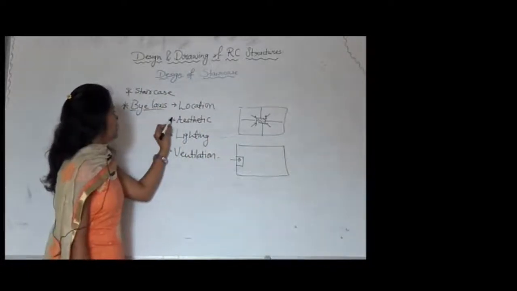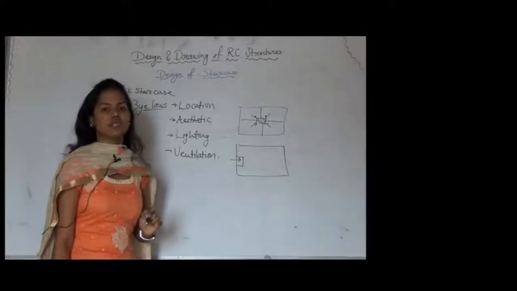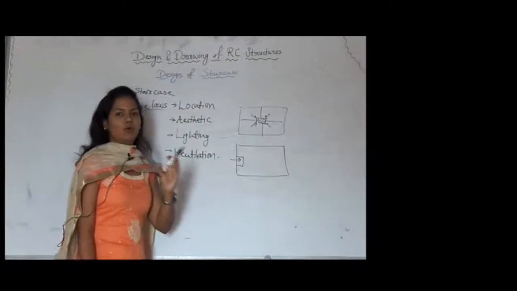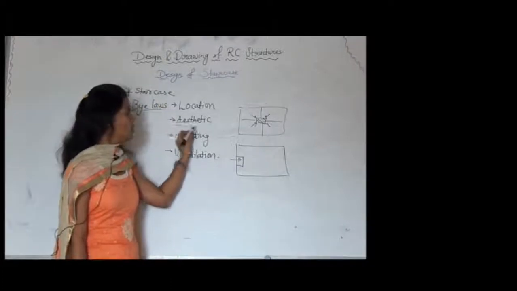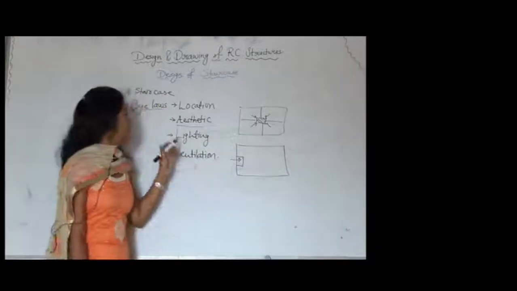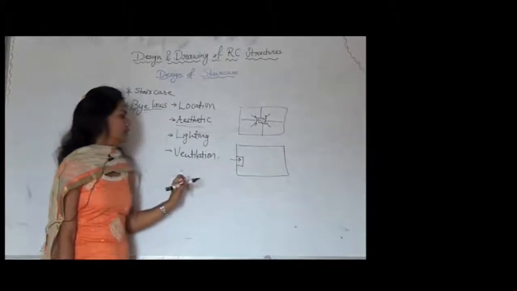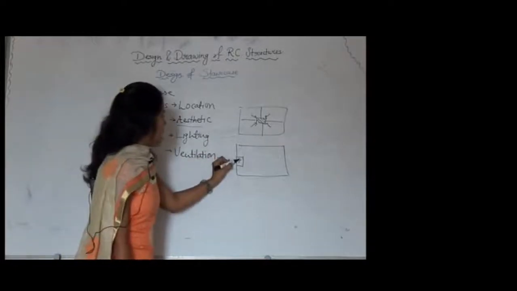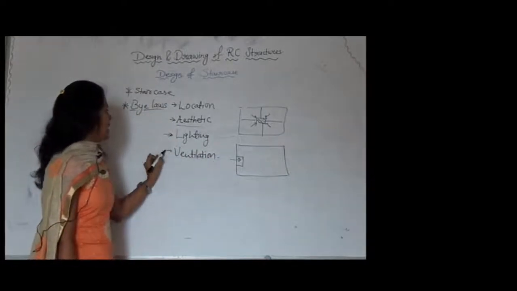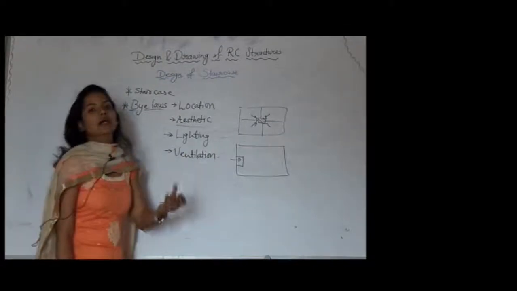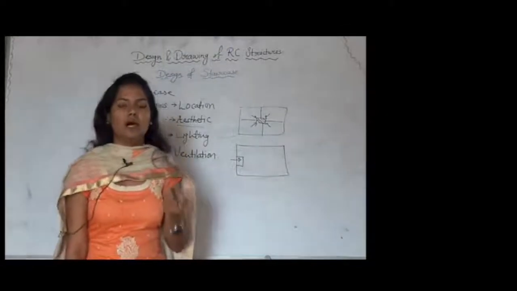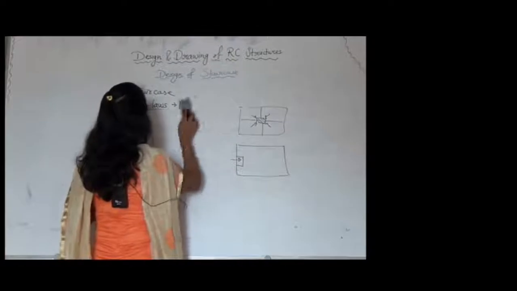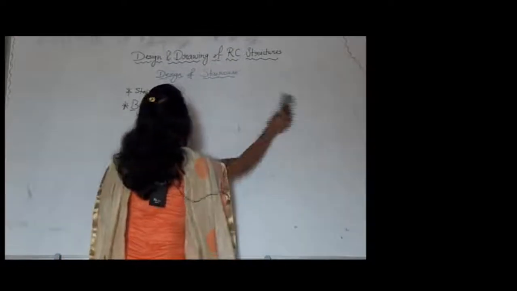Then aesthetic point of view. Yes, depending again upon the type of structure, the type of building, we should think that the staircase should be located in such a way that it will look good in that structure, like bungalows and all. Then lighting and ventilation. Yes, whenever we provide the staircase, we should think that it will have natural lighting and ventilation, so that the wastage of lights can be avoided. Then after this we will quickly revise what are the different types of staircase.